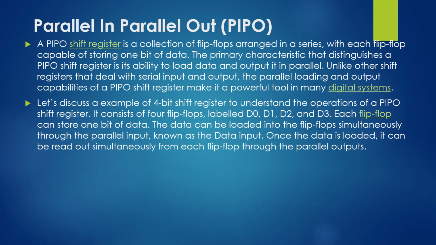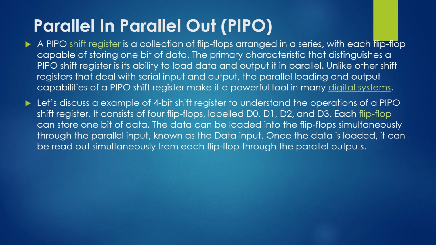And finally, it's about parallel in, parallel out. A PIPO shift register is a collection of flip-flops arranged in a series, with each flip-flop capable of storing one bit of data. The primary characteristic that distinguishes a PIPO shift register is its ability to load data and output it in parallel. Unlike other registers that deal with serial input and output, the parallel loading and output capability of the PIPO shift register makes it a powerful tool in many digital systems.